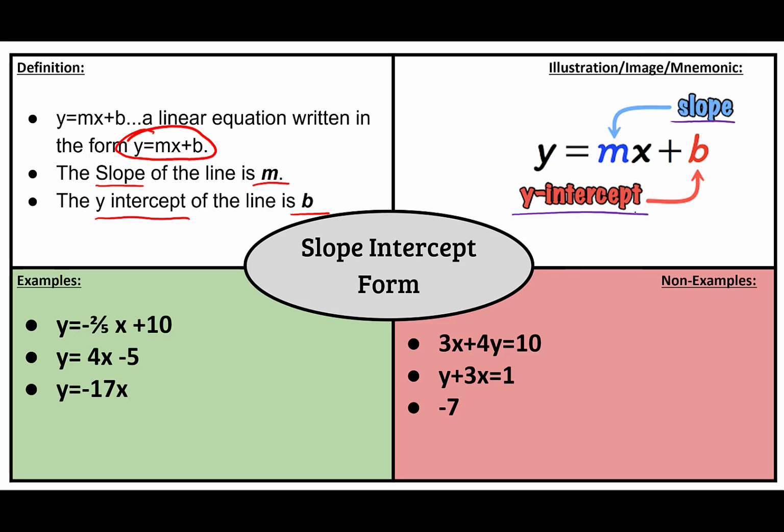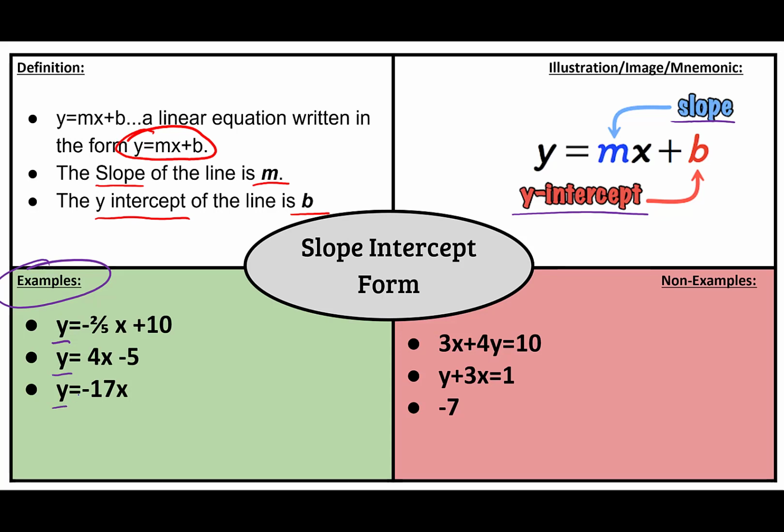You'll notice several examples down here in the examples section that show us some equations correctly written in slope-intercept form. What you'll notice in each of these is that they lead off with y equals. The y is all by itself in these equations. It is isolated. We have y equals negative 2/5 x plus 10. We have y equals 4x minus 5. And we have y equals negative 17x. So for each of these, there is a y.